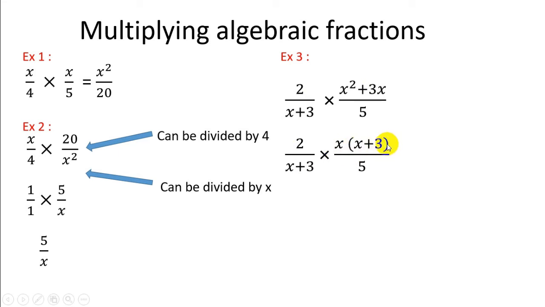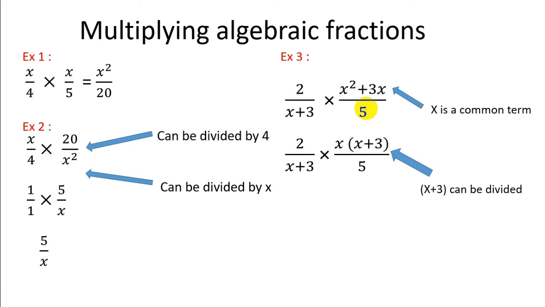x plus 3 comes. So simply you can cancel x plus 3 and x plus 3 over here. As I said, x is a common term, so the x plus 3 can be divided. When you cancel x plus 3 and x plus 3, the numerator remaining terms are 2 and x, 2 multiplied by x, and the denominator terms are 1 and 5, 1 into 5. So your answer would be 2x over 5.